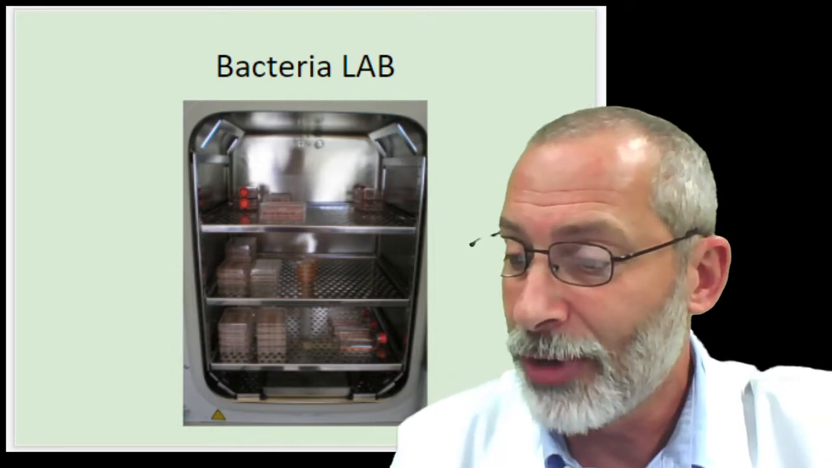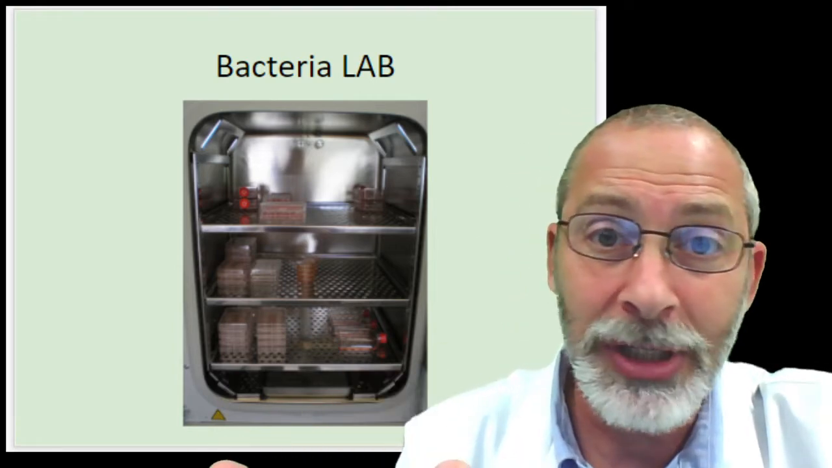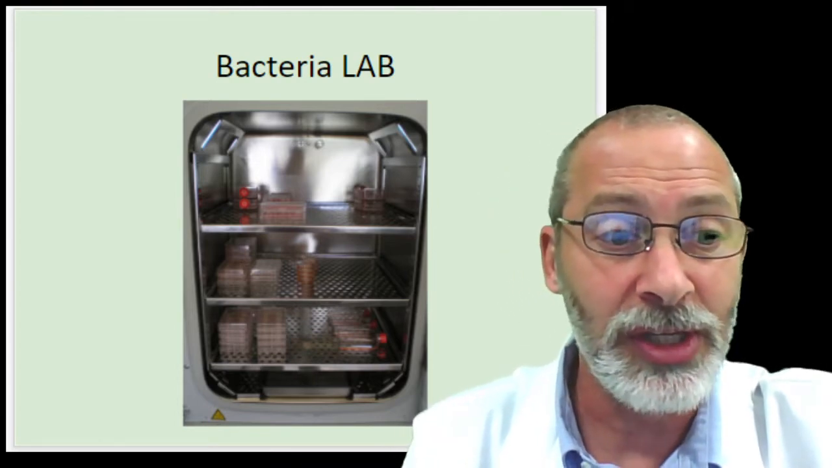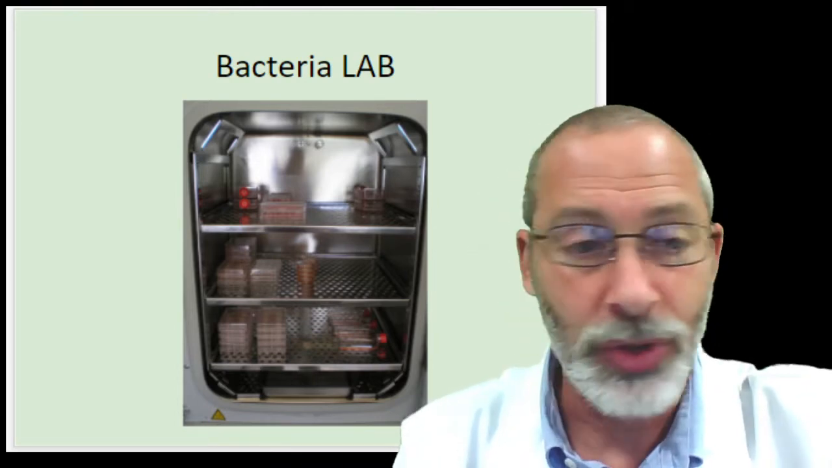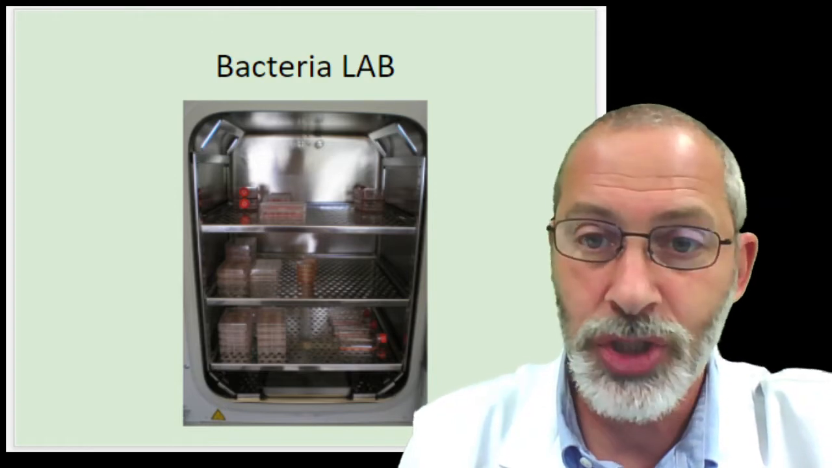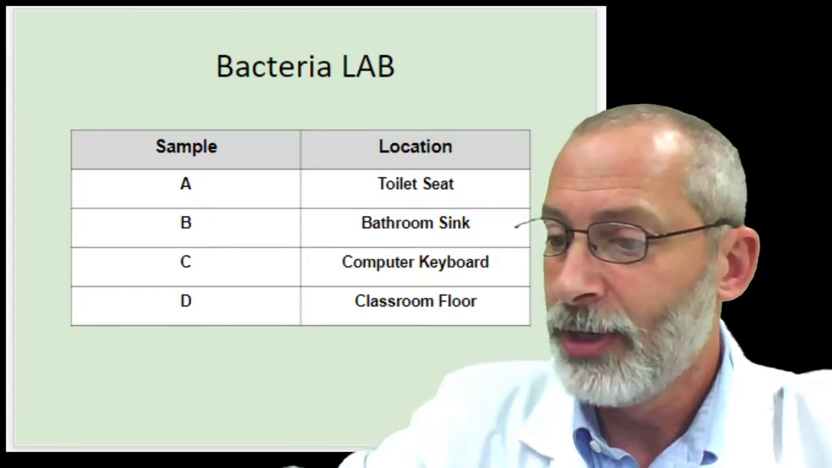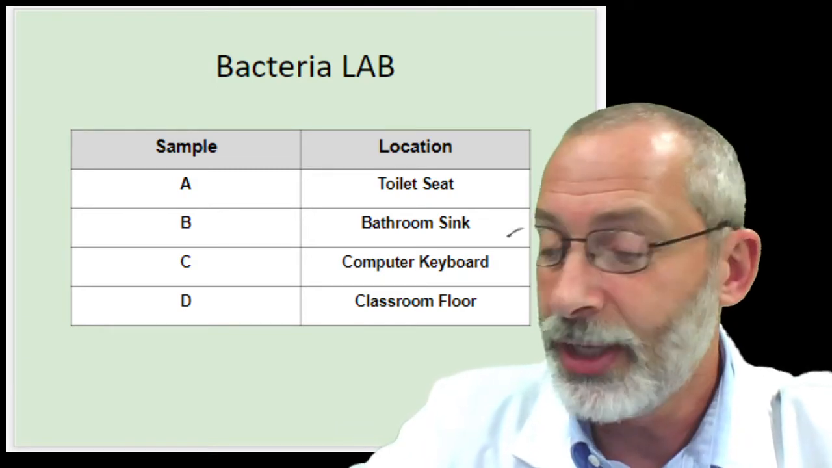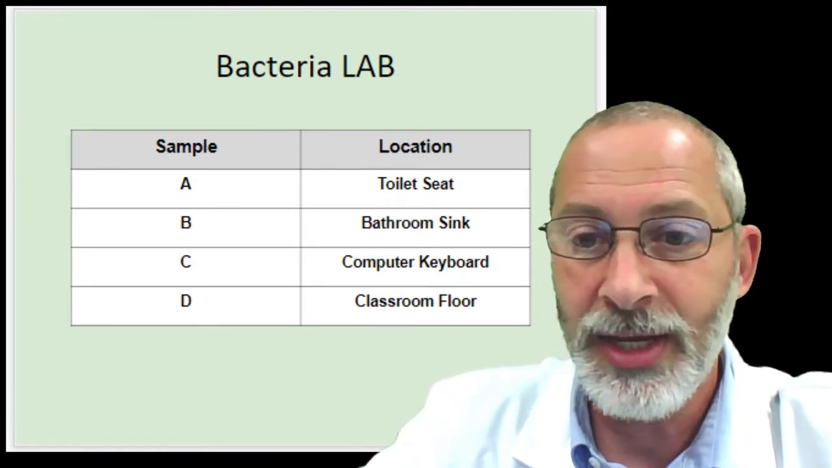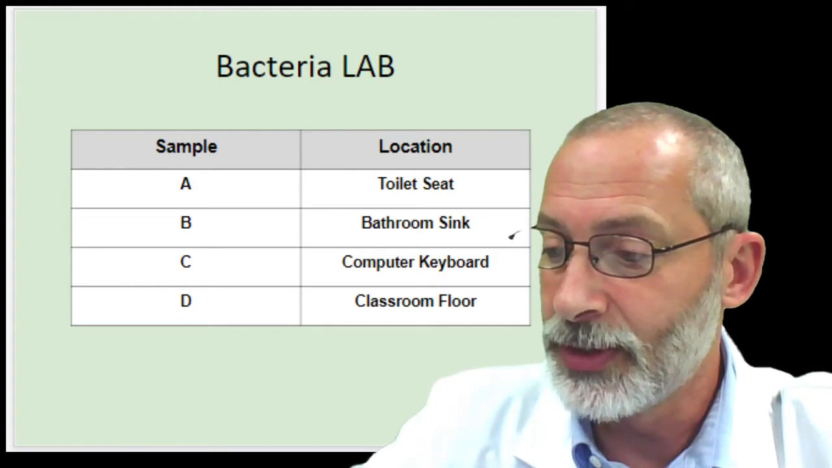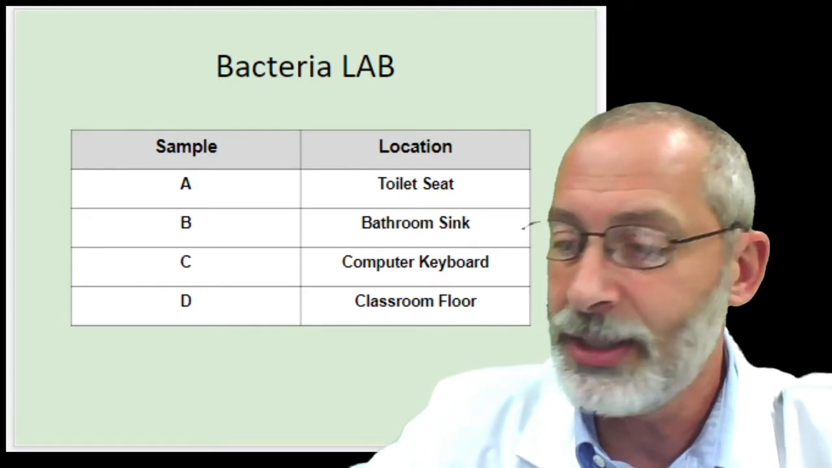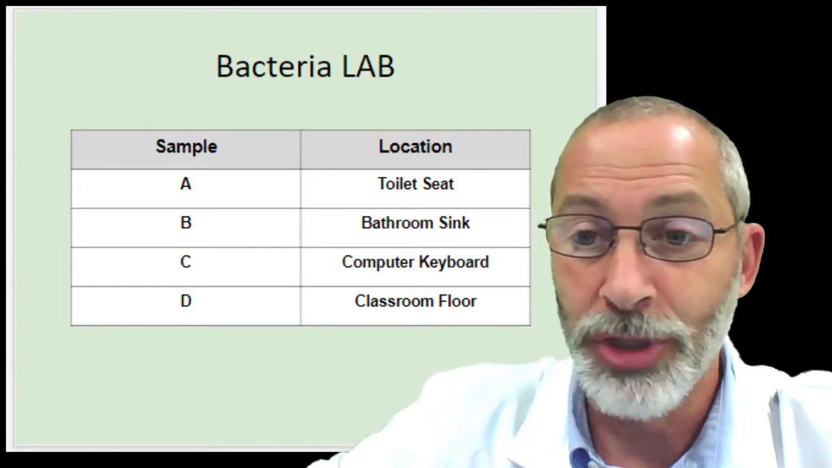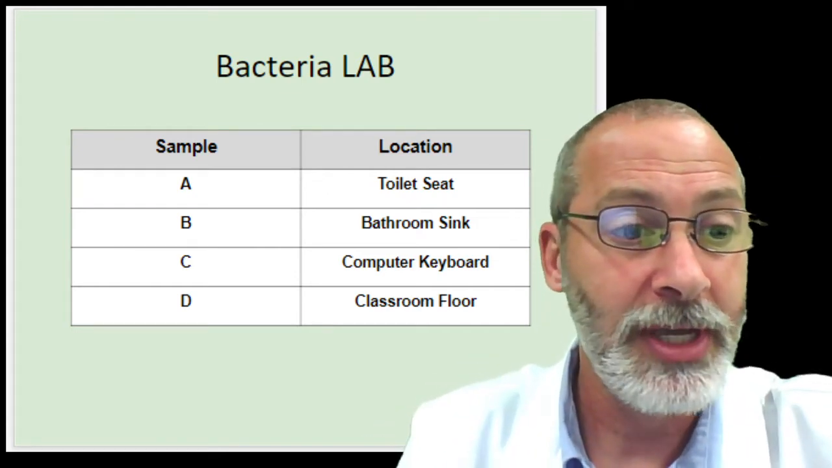Don't worry about writing down what your Petri dish is. We're just looking at the one that you think is the dirtiest. So do you remember those four locations? Let me just go back here. Remember, A is the toilet seat, B is the bathroom sink, C is the computer keyboard, and D is the classroom floor. I'm just jotting it down for my reference as well.